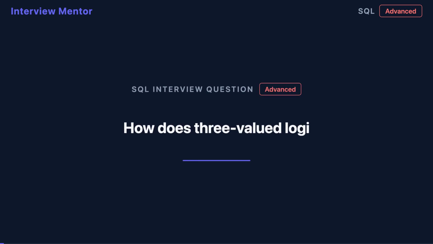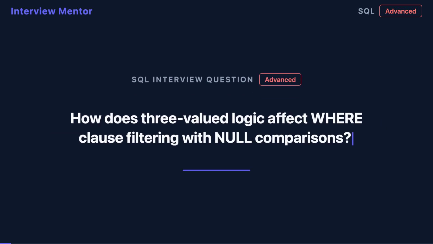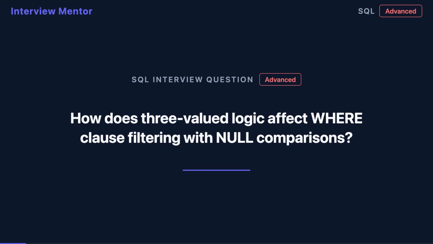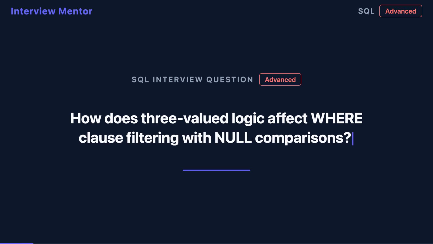Here's a trap that catches even experienced developers. You write a WHERE clause that looks perfectly valid, but rows you expect to see mysteriously disappear. The culprit? Three-valued logic and how SQL handles nulls.